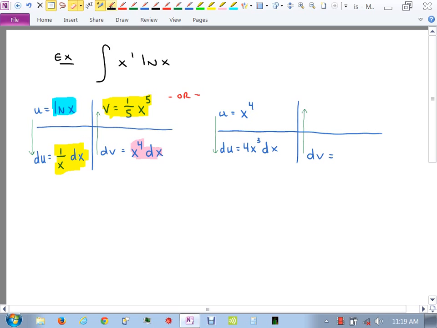that's not working very good. If I choose my x to the 4th to be my u, then my dv must be what now? ln x dx. And here you're going to run into a wall.